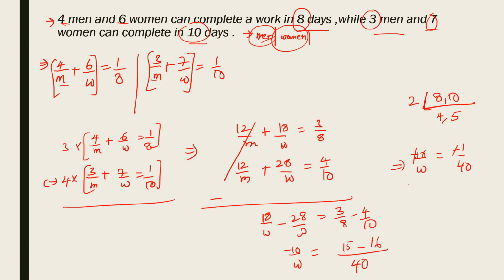So 10 will come to this side, 10 into 40 is 400. So that becomes nothing but women will take 400 days to do the work. Quite a large number. So that's how it is.